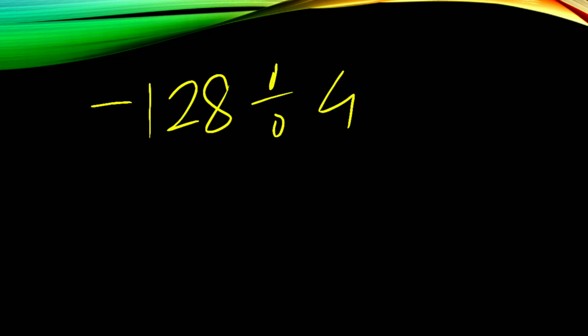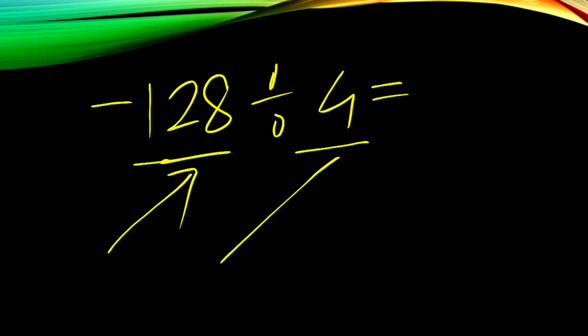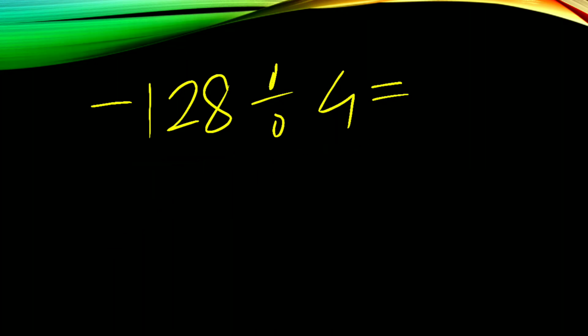So let's see some more examples of division. Minus 128 divided by 4. Here the last 2 digits are 28, so this number is completely divisible by 4. What will be the final answer? Different signs are there, one integer is minus and the other is plus, so the answer comes in minus only. Now 4 3s are 12 and 4 2s are 8, so the final answer will be minus 32.